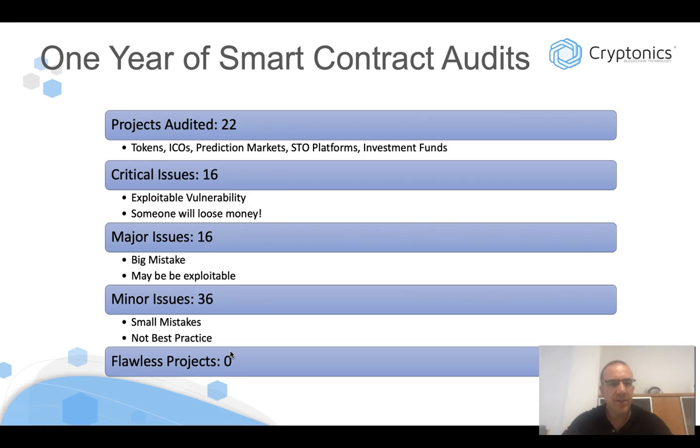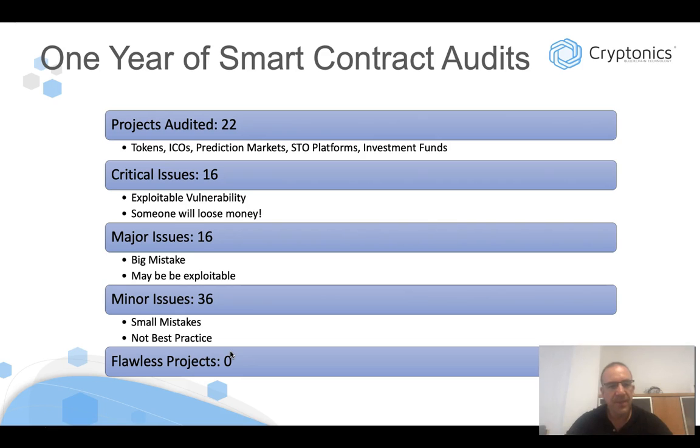And here's a list of the number of issues I found. I distinguish between critical, major, and minor issues. Minor issues are small mistakes where you don't follow best practice, but not necessarily immediately exploitable. Major issues are big mistakes which might definitely be exploitable, but usually I haven't fully figured out how to do that yet. But given enough time, someone would probably be able to exploit it. And critical issues are exploitable vulnerabilities. Someone will definitely lose money.